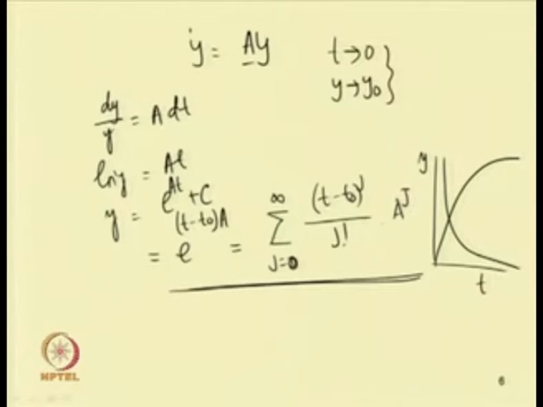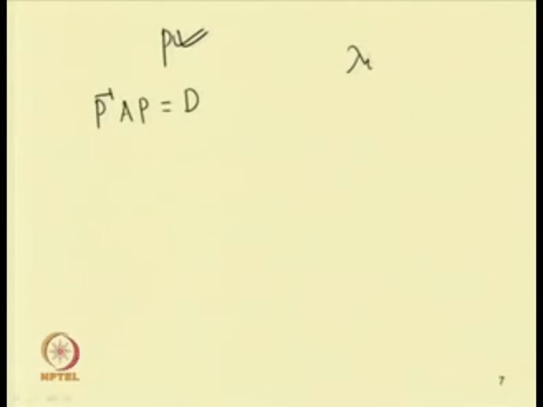If the eigenvalues lambda i of the matrix A are distinct, then there exists a matrix P, which is equivalent to the modal matrix, such that P inverse A P is a diagonal matrix D. So we can select a matrix P such that P inverse A P will be equal to D. This will happen if all the eigenvalues lambda i of this matrix are distinct.